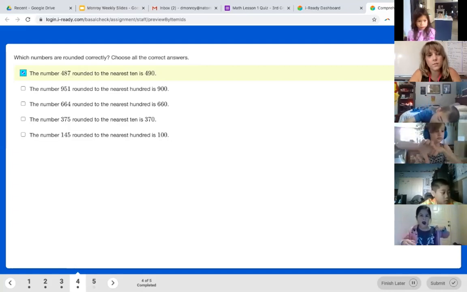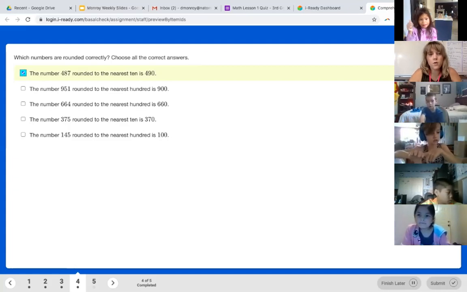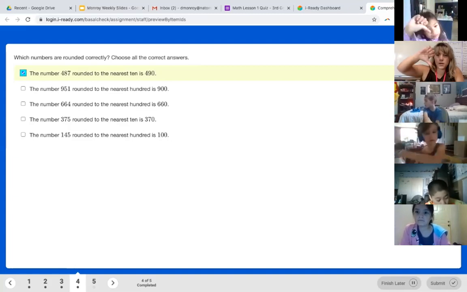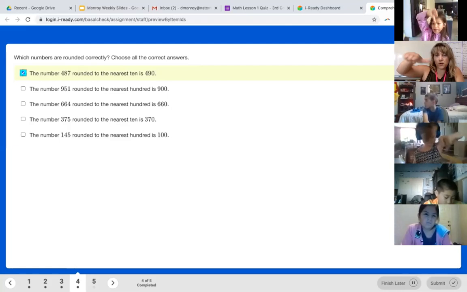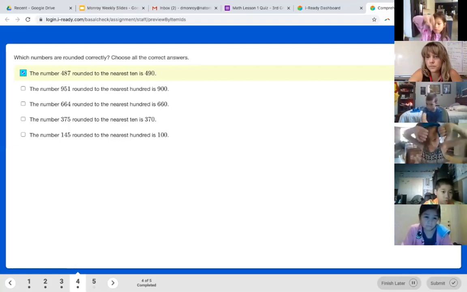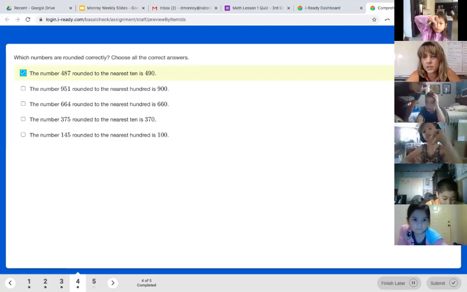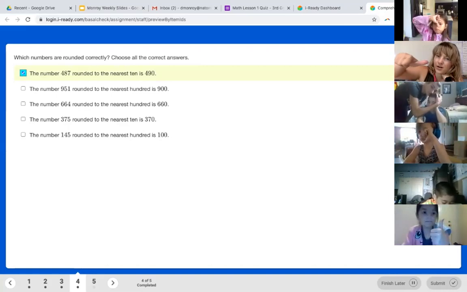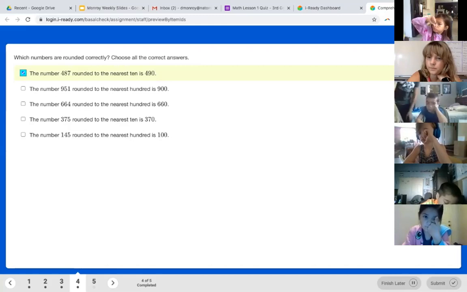Okay, next one, the number 951 rounded to the nearest 100 is 900. Thumbs up if you agree, thumbs down if you disagree, thumbs in the middle if you're not sure. But I should see everybody's thumbs. Agree, I'm not sure, disagree.